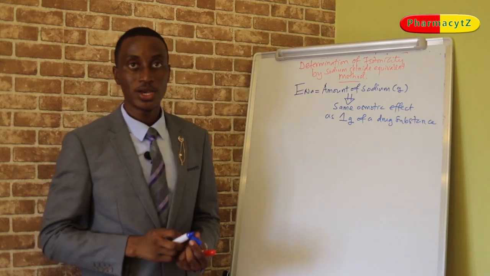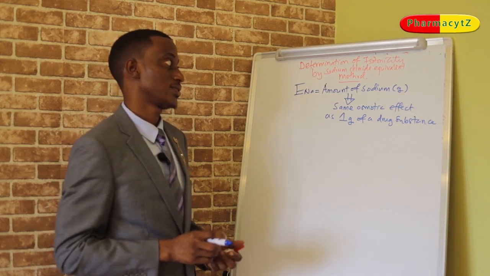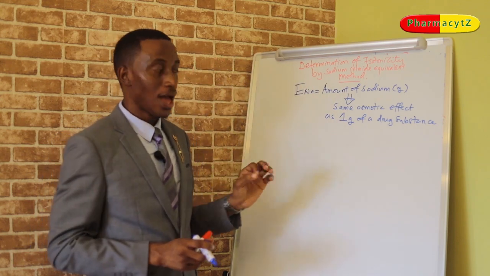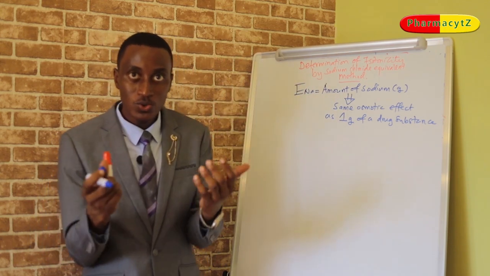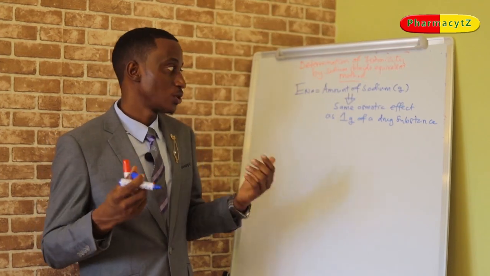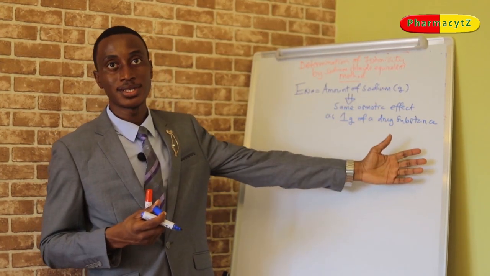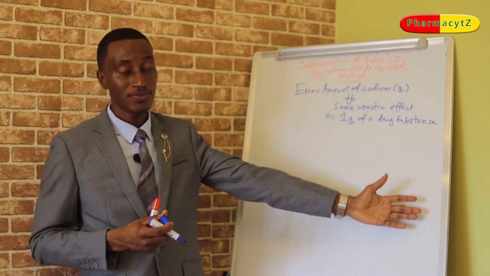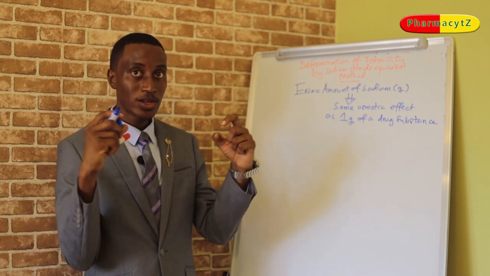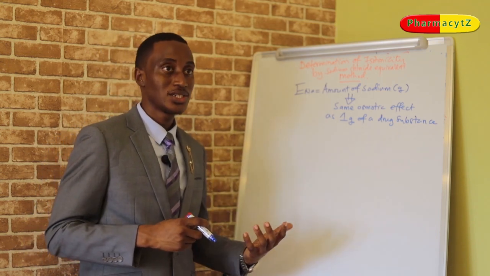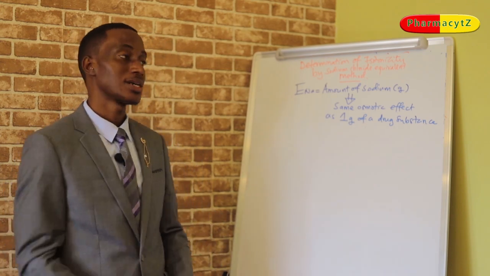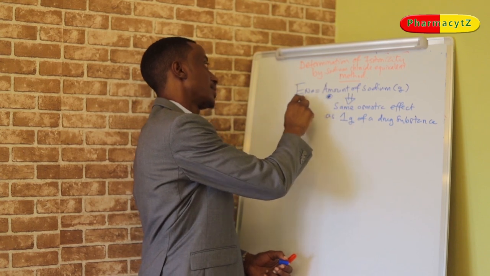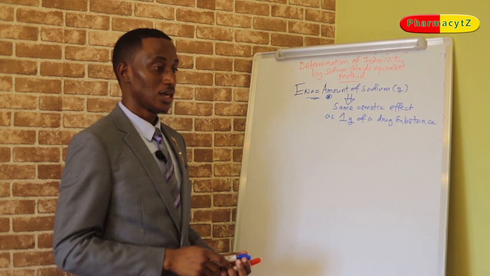So all calculations we are going to perform here are intended to find how much sodium chloride is equivalent, or how much sodium chloride can produce the same effect as the effect produced by 1 gram of a drug substance. A drug substance can be ephedrine, boric acid, adrenaline, or whatever drug substance you are going to see. So we are going to look at the equivalence. How much can produce the same as 1 gram of a drug substance?